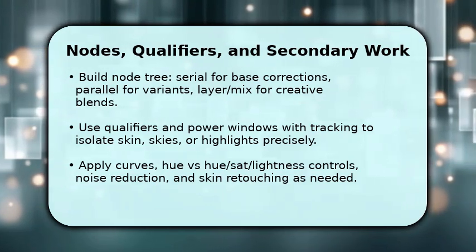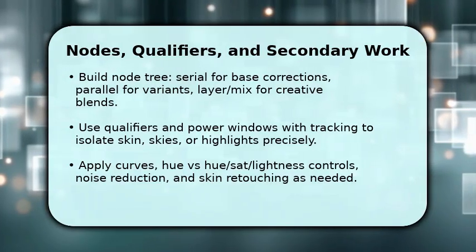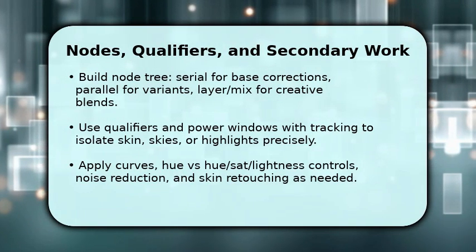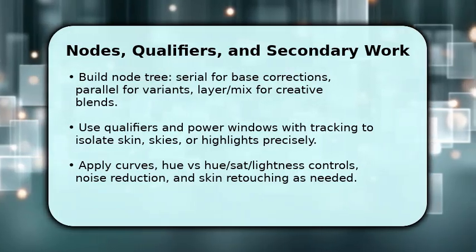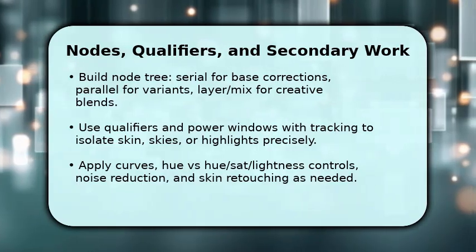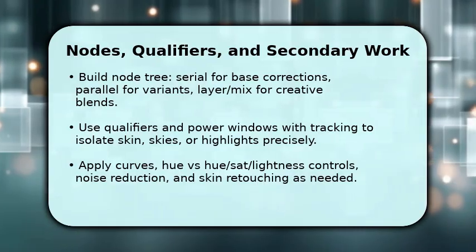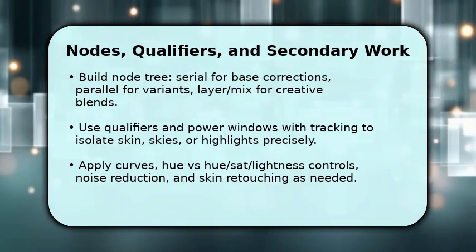Create a clear node structure, a base serial node, then parallel or layer nodes for separate looks. This keeps corrections non-destructive. Use the qualifier plus soft power windows to target skin tones or skies and track them so corrections follow motion. Then sculpt color with curves and hue versus sat/lightness controls for precise shifts.